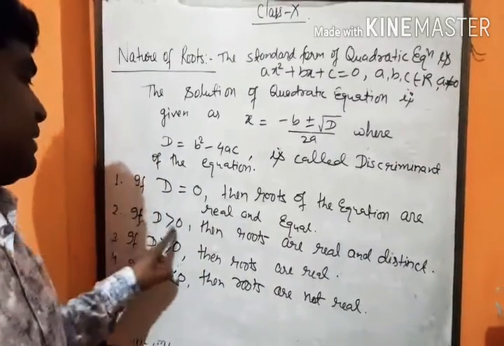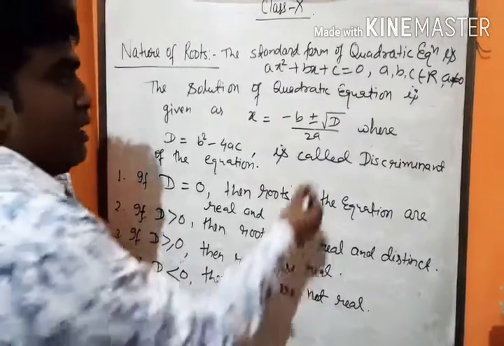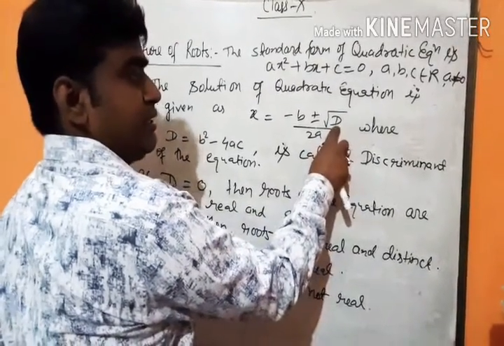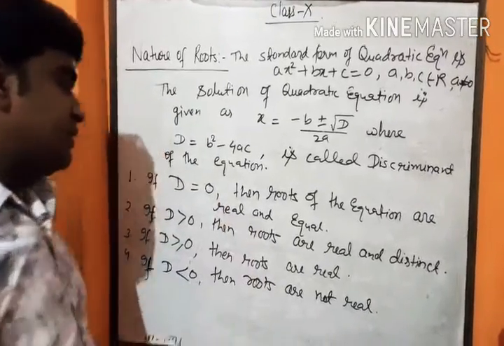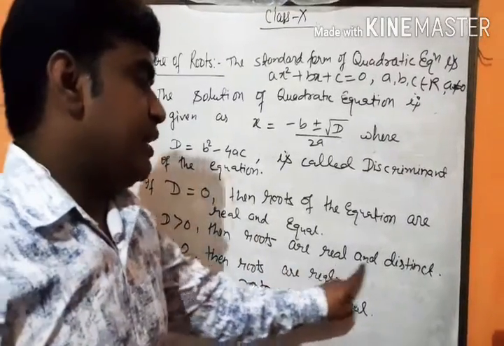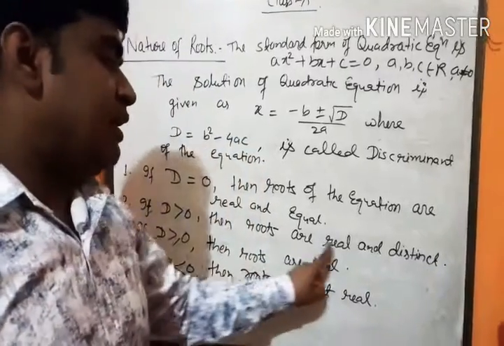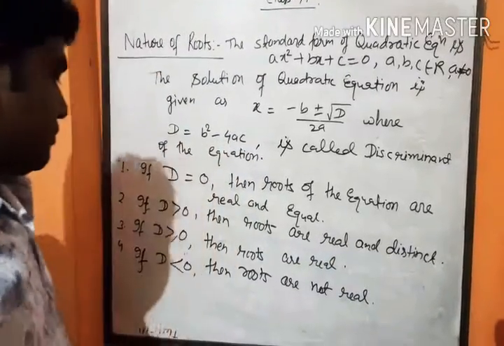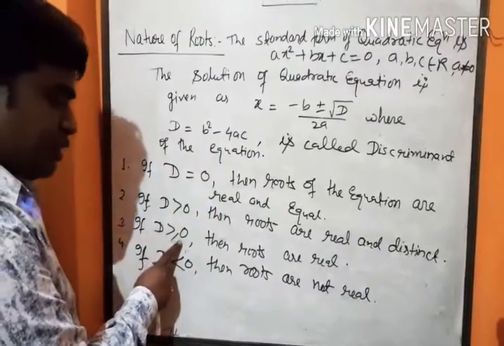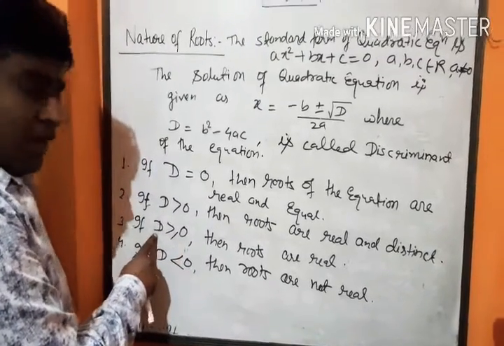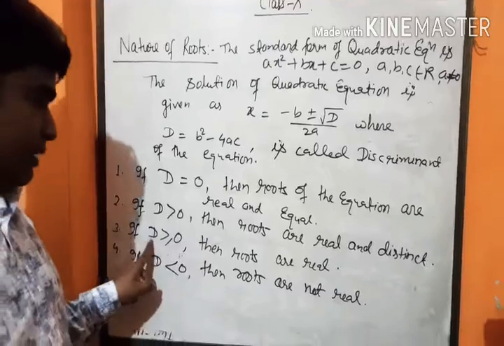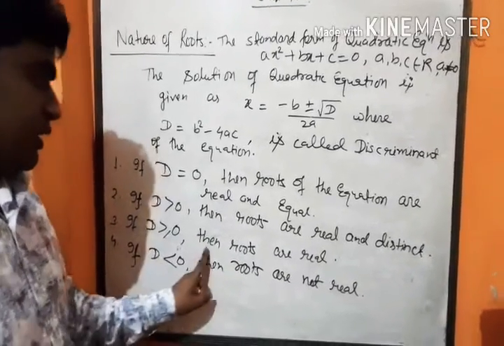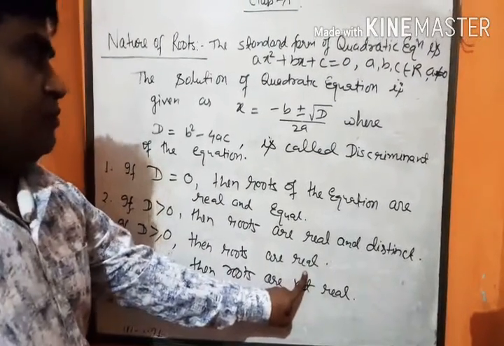Now if d greater than 0, it means if its value is positive, greater than 0 means positive, then in such condition the roots are real and distinct. It means both roots are real and distinct. If d greater than or equal to 0, it means either the value of d is 0 or more than 0, or it means that the value of d is positive or 0, then roots are real.